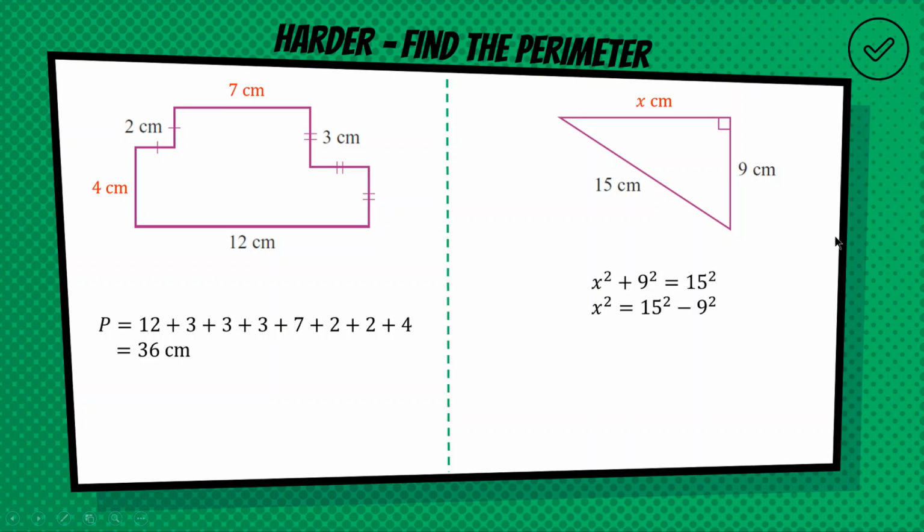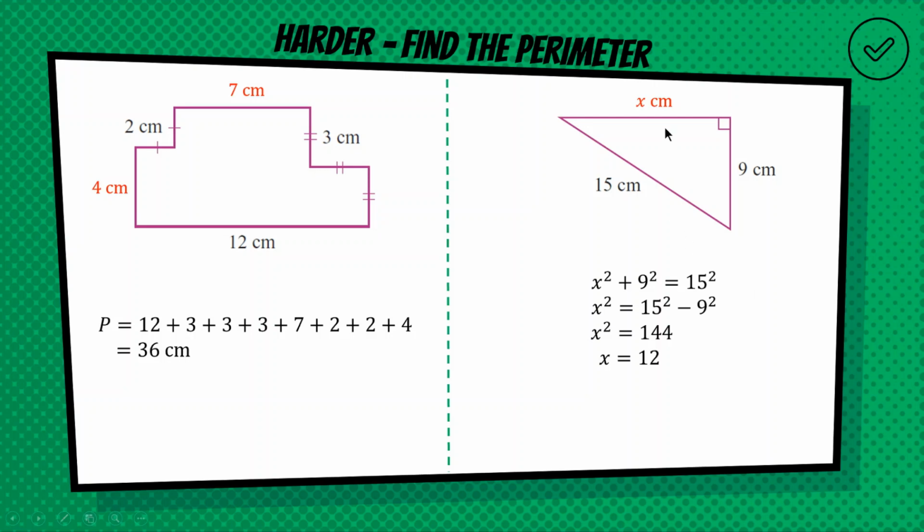Okay, if we do 15 squared minus 9 squared with a calculator, we get an answer of 144. So we're asking ourselves, all right, x is a number such that when you square it, which means multiply it by itself, you get 144. So it must be 12 if you know your times tables, because 12 times 12 is 144. Okay, that's all the hard work done.